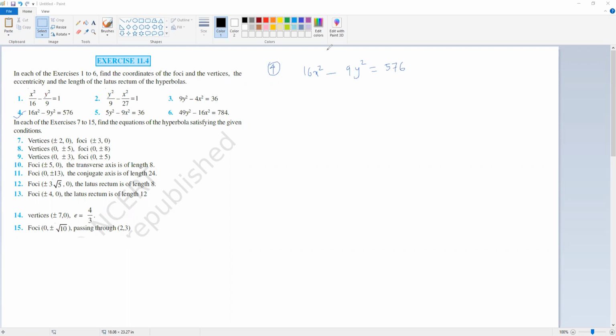I have told you we have to get the right side as 1 always, so we divide with 576 throughout. 576 divided by 16 is actually 36. So you will get x square by 36 minus, 576 divided by 9 is 64, so y square by 64 is equal to 1.